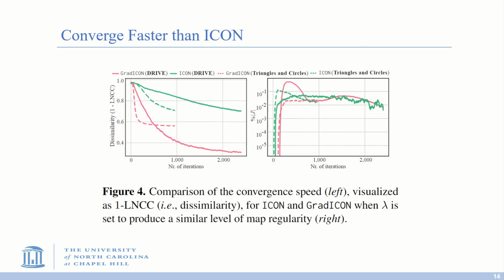Next, we conduct an experiment to compare the convergence speed of GradICON and ICON. We select the lambda to keep ICON and GradICON producing the same amount of foldings. Under such constraint, we see that GradICON, which is shown as pink here, converges faster than ICON, which is green in this figure.